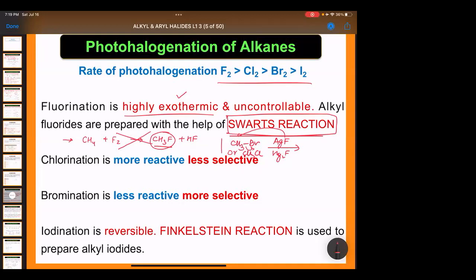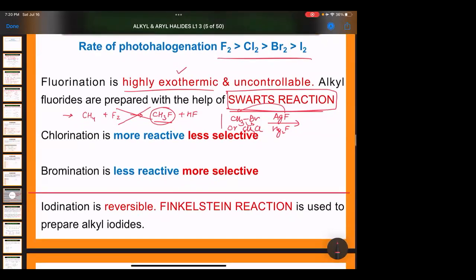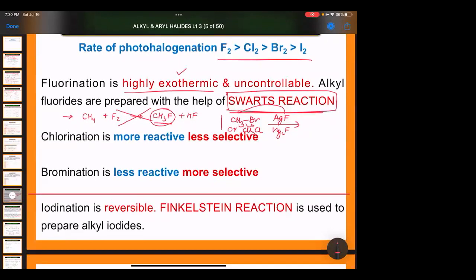So in iodination, it is actually just the opposite case. So what is the case with iodination? Tell me. What do you think? We do it with HI, sir. No, actually we take iodine. We take I2. But the problem is the reaction doesn't happen.